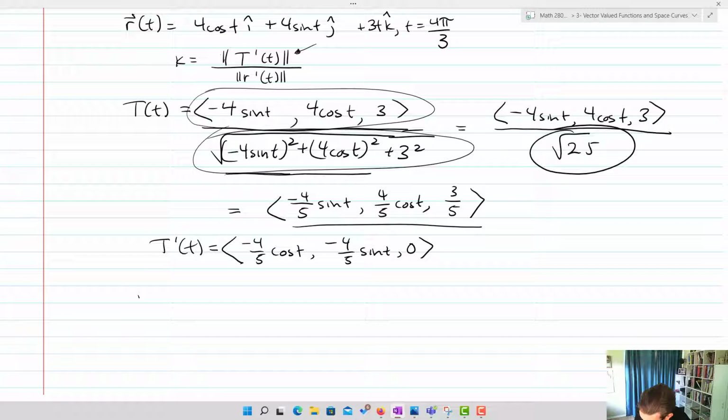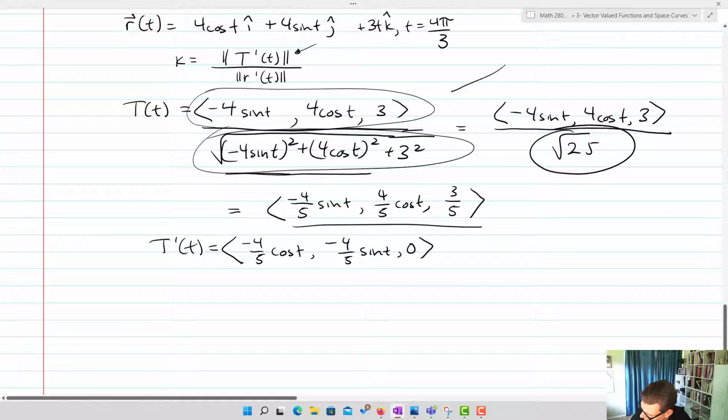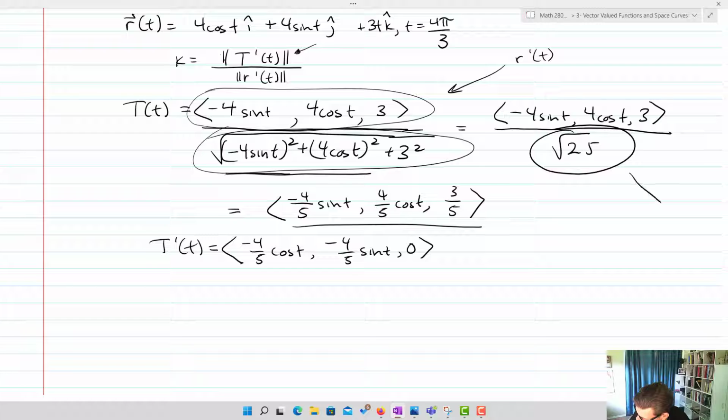We'll find it again anyways. So we've got r prime of t. Well, no, we don't need to find it again. That's it. This is r prime of t. So this, that root 25, is the magnitude of r prime of t. So consequently, we've got T prime of t, and we're going to need to find its magnitude.